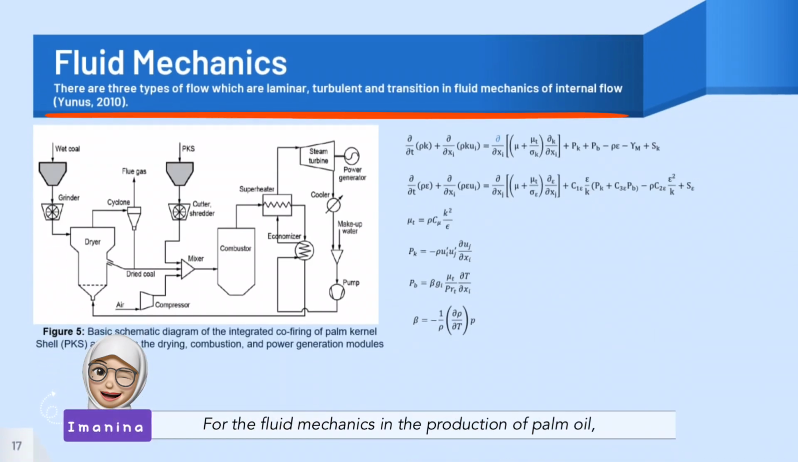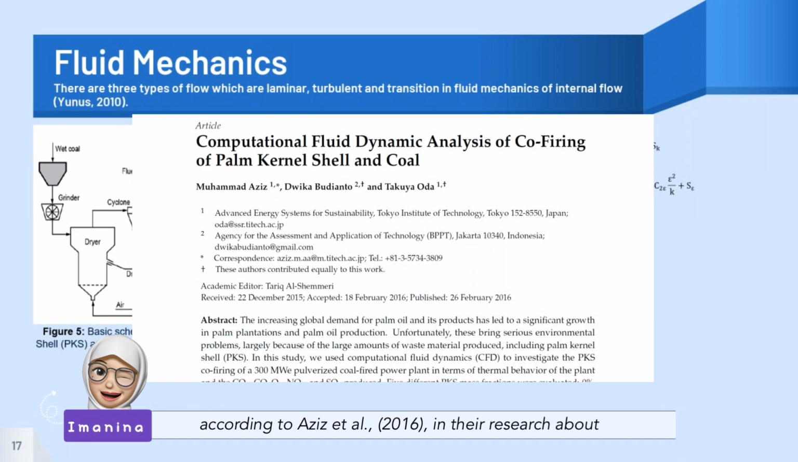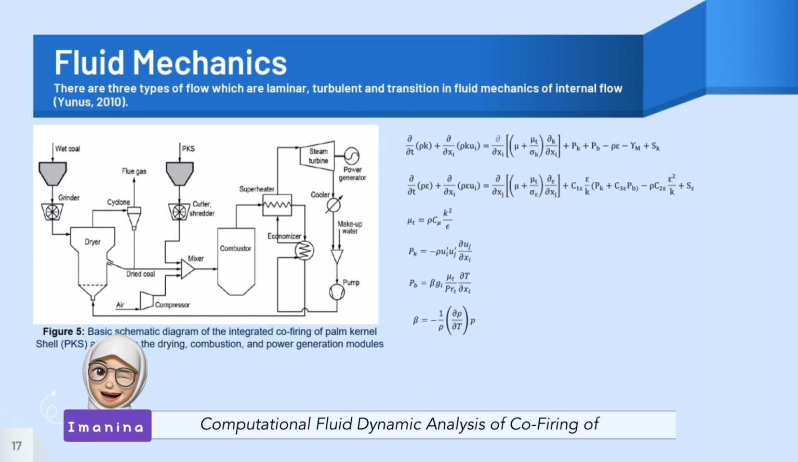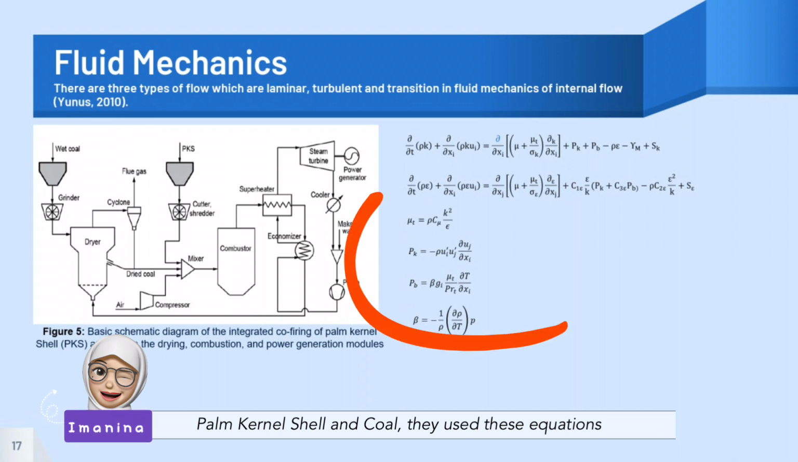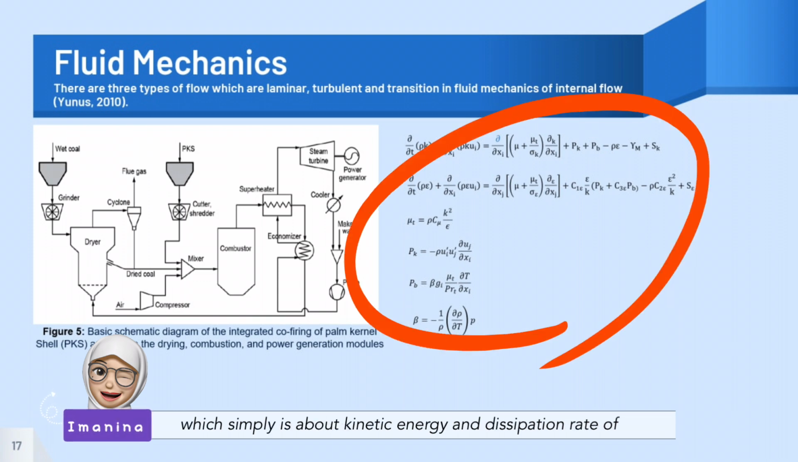For the fluid mechanics in the production of palm oil, according to Aziz et al. 2016, in their research about computational fluid dynamic analysis of co-firing of palm kernel shell and coal, they use these equations, which simply are about kinetic energy and dissipation rate of turbulence, in order to measure and calculate the swirling combustion flows in the manufacturing of palm oil.